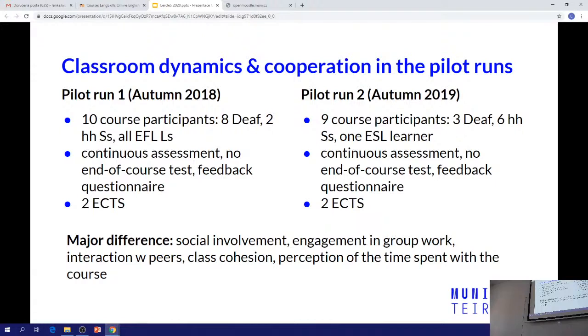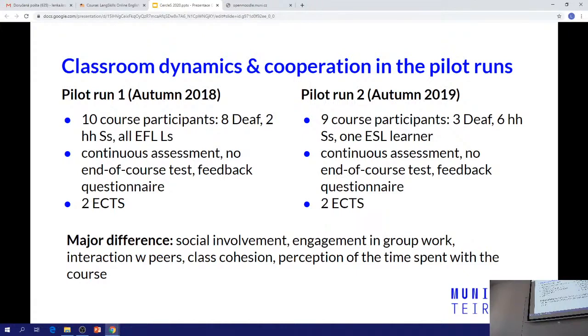So we already had 2 runs. One took place last autumn and the other one in autumn 2018. So we can compare a bit both these runs. In terms of the number of participants, they were pretty much the same. Also, the assessment was the same. It was continuous, like completing the tasks. There is no end-of-course test. There's just a feedback questionnaire because we are interested in knowing.